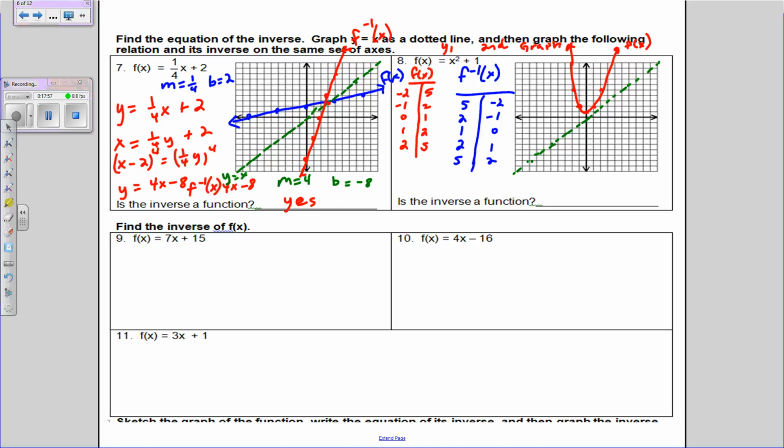So if we go forward 5, down 2, and forward 2, down 1, and 1, 0, and then kind of reflect it on the other side of that one. Just a little quicker. So they look like reflections of each other. And the inverse is not a function because it would fail the vertical line test.